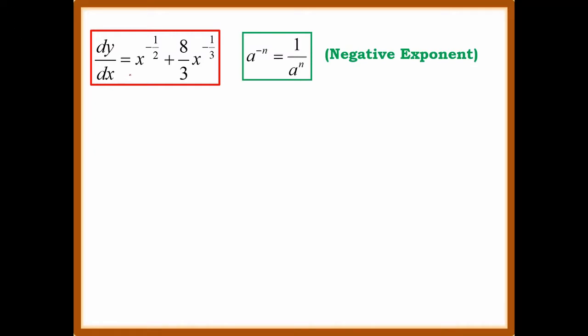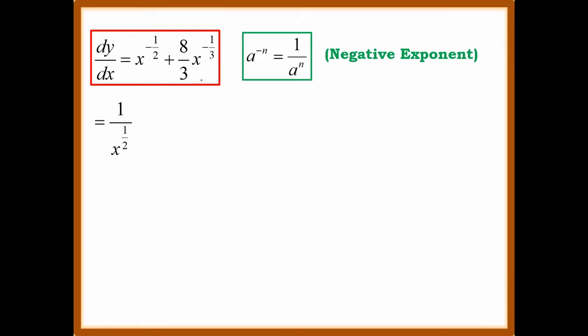Looking at x raised to negative 1/2, for this case, let us first remove the negative exponent: x raised to 1/2, and it has no denominator, so this is over 1. Since it is a negative exponent, what we will do is get the reciprocal, interchanging the numerator and the denominator. This will become 1 over x raised to 1/2.